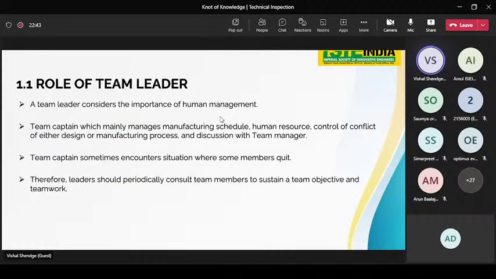So what is the role of team leader? A team leader considers the importance of human management. Team captain mainly manages manufacturing, schedule, human resource, control of conflict of either design or manufacturing process, and discusses with team manager. Team captains sometimes encounter situations where some members quit. Therefore, leaders should periodically consult team members to sustain a team objective and teamwork.